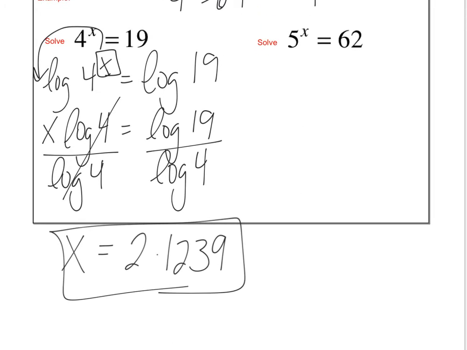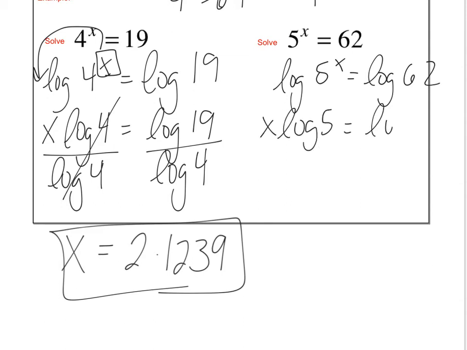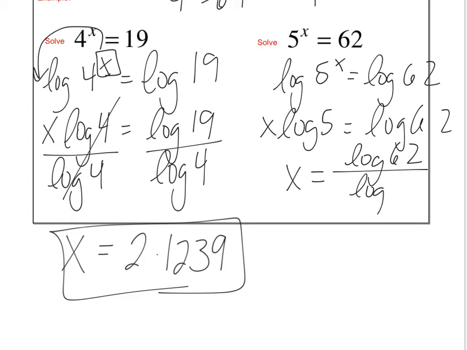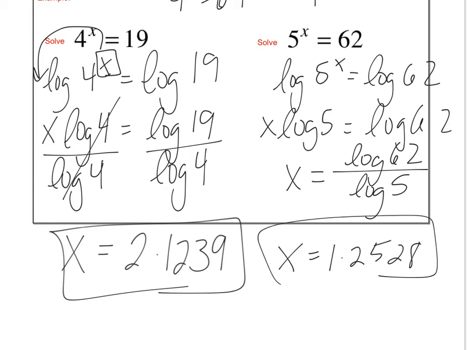Okay. So go ahead and try the next problem. 5 to the x equals 62. Take the log of both sides, log base 10 of both sides. We'll bring out the x. We'll divide the log base 10 of 62 by the log base 10 of 5, and we get x equals, let's see, 1.2528, and we are all set.